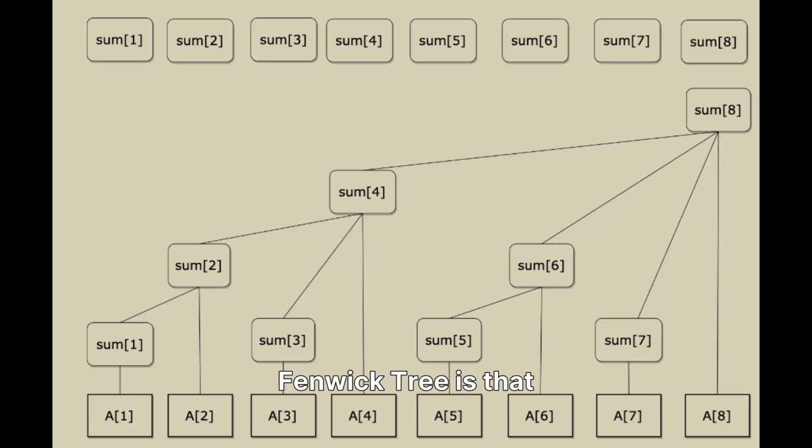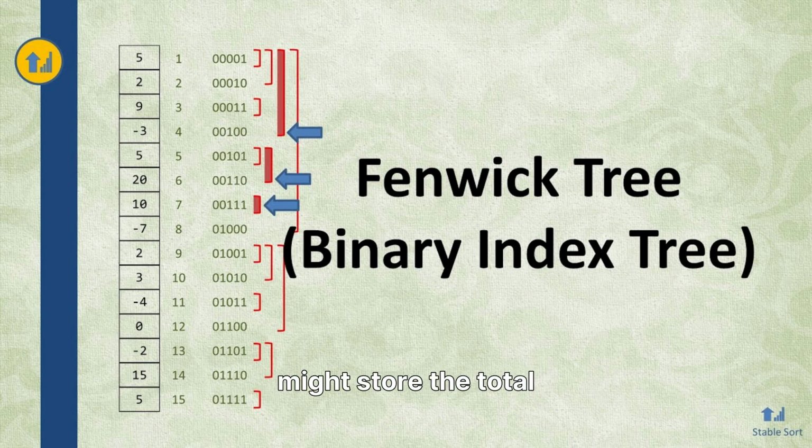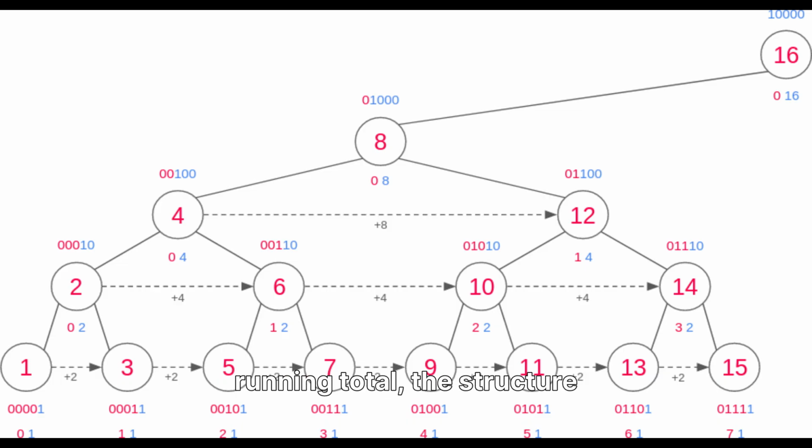the answer almost instantly. The beauty of the Fenwick tree is that it divides the array into overlapping chunks, each representing a portion of the data. For example, one chunk might store the total of the last two numbers, another the last four, and another the last eight. When you need a running total, the structure jumps through these chunks like stepping stones, each step covering a larger piece of the list. This chunk stepping is what makes the Fenwick tree so efficient.